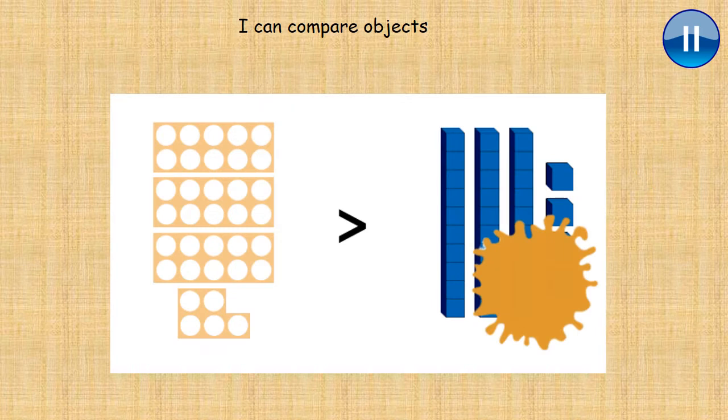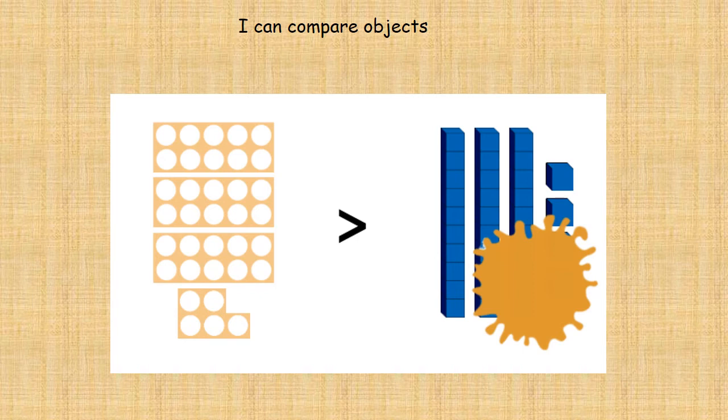I'd like you to have a look at this problem. What could be represented on the base 10? Pause the video while you discuss your answers with a partner or someone at home. Is there more than one answer? How did you get on?